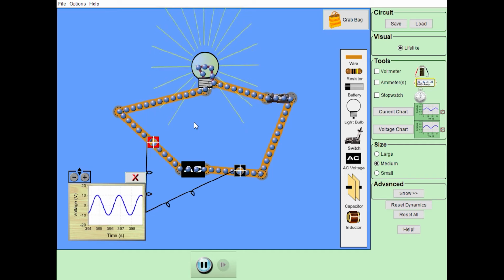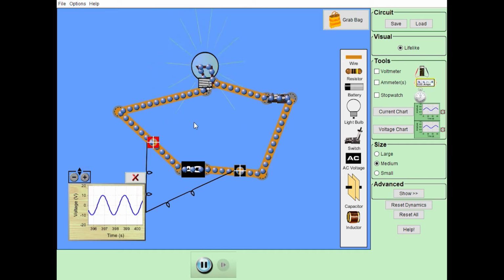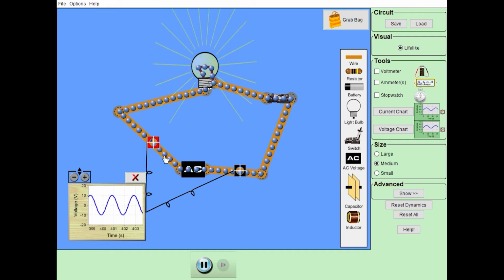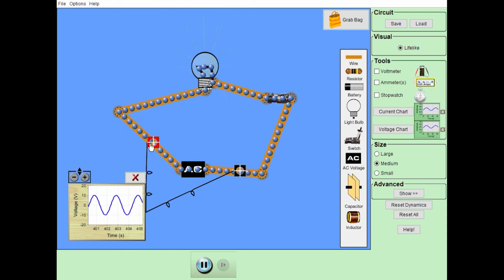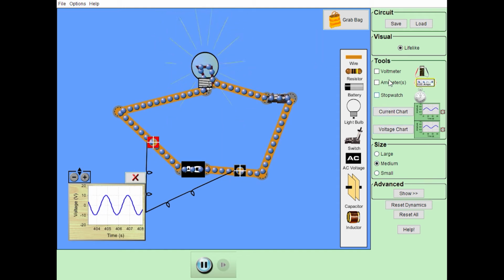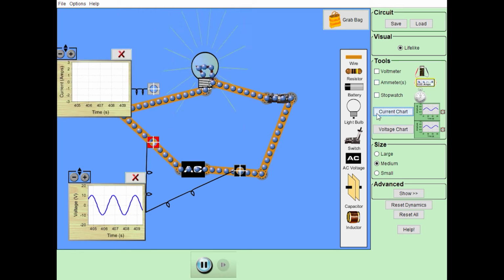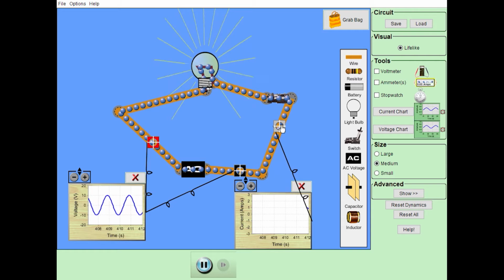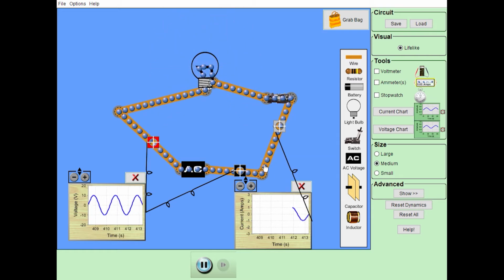What we're concerned about is actually what AC is. And AC is just really where you're constantly changing the voltage so that the electrons change direction. I can even show you what the current is doing by putting on this chart here. And the current is pretty much doing the same thing.